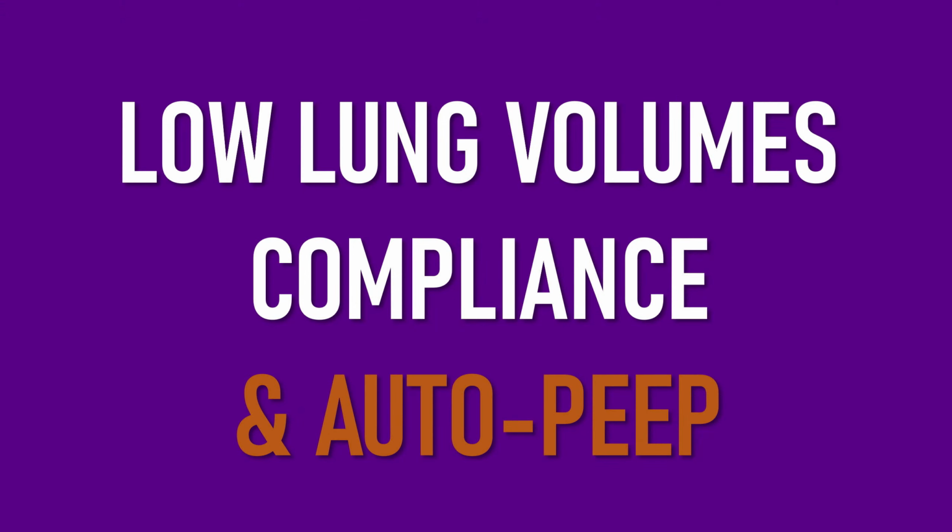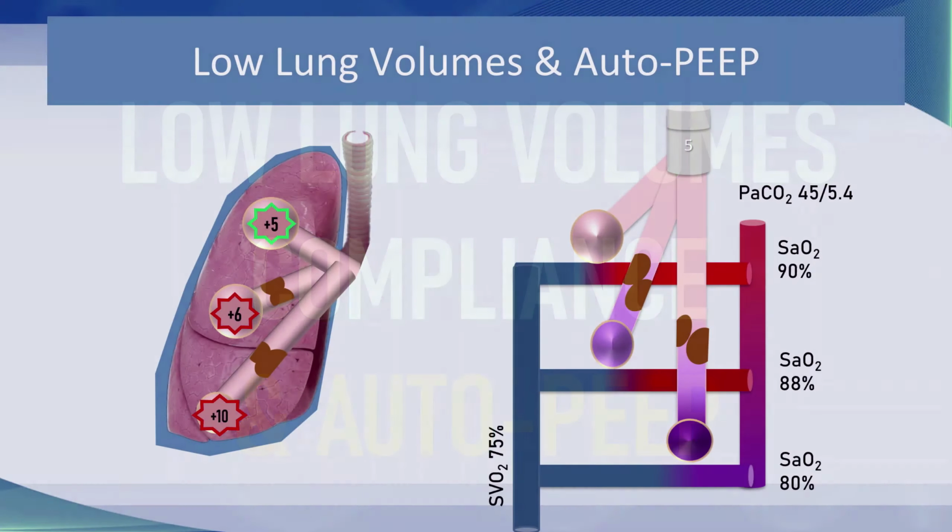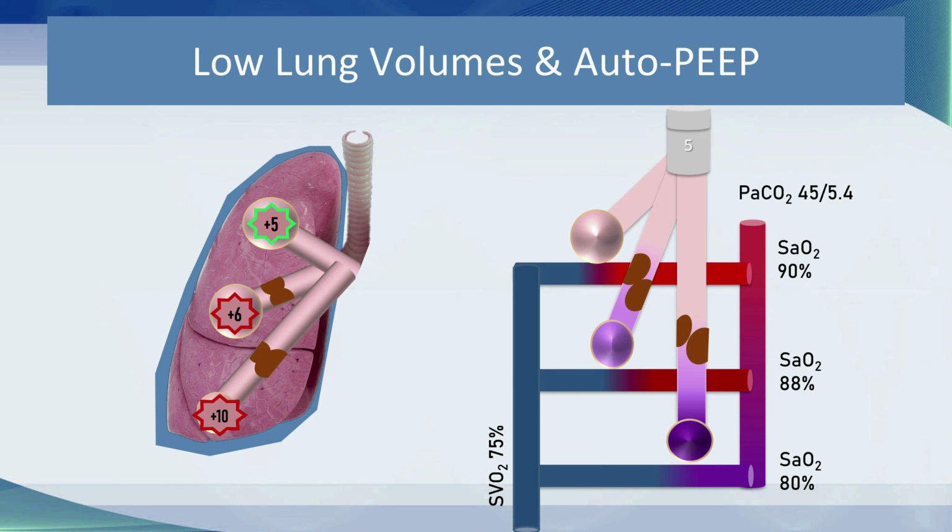Low lung volumes, compliance and auto-PEEP. Now let's visit auto-PEEP as a problem in the setting of low lung volumes. Here is our usual lung unit. It's our model of 3 zones. There's anterior apical, midzone, and posterior dorsal.